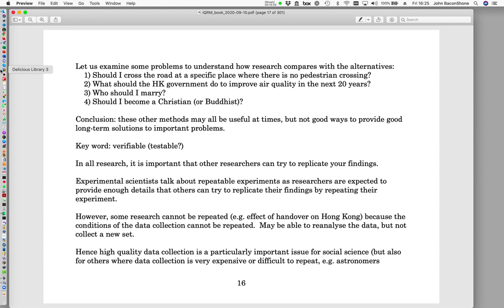Okay, so that's who I should marry. Now, what about the last one? Should I become a Christian or a Buddhist? In other words, how should I choose a religion? So this is clearly, again, for most people, a very important question.